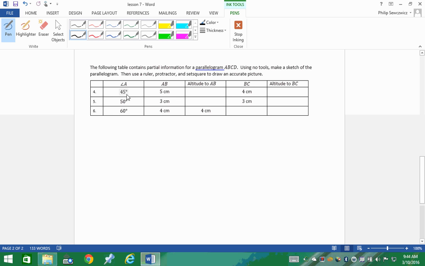So I'm looking at parallelogram ABCD. I know angle A needs to be 45 degrees, so I'm going to sketch myself a 45-degree angle. So let's label that. That's angle A there. AB is 5 centimeters.